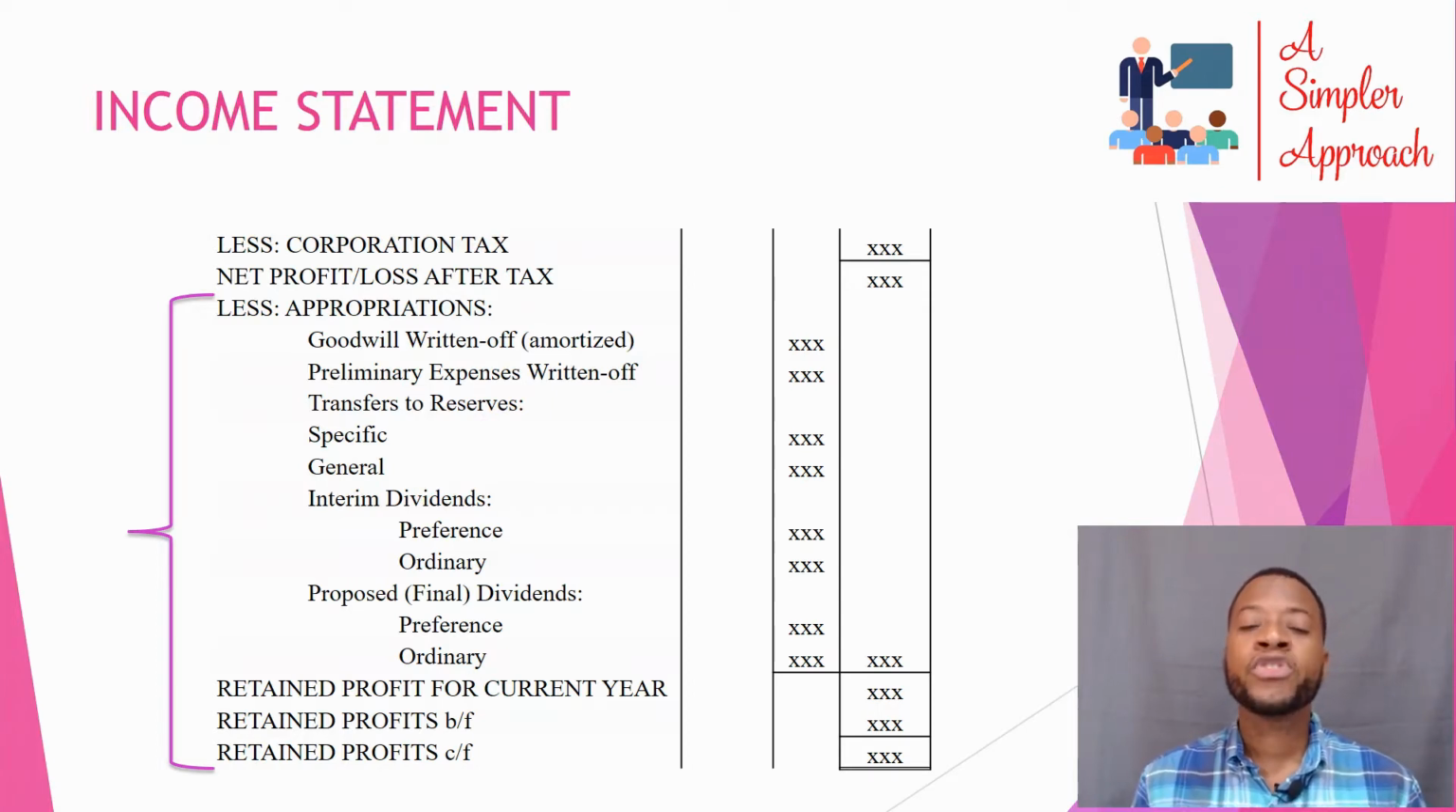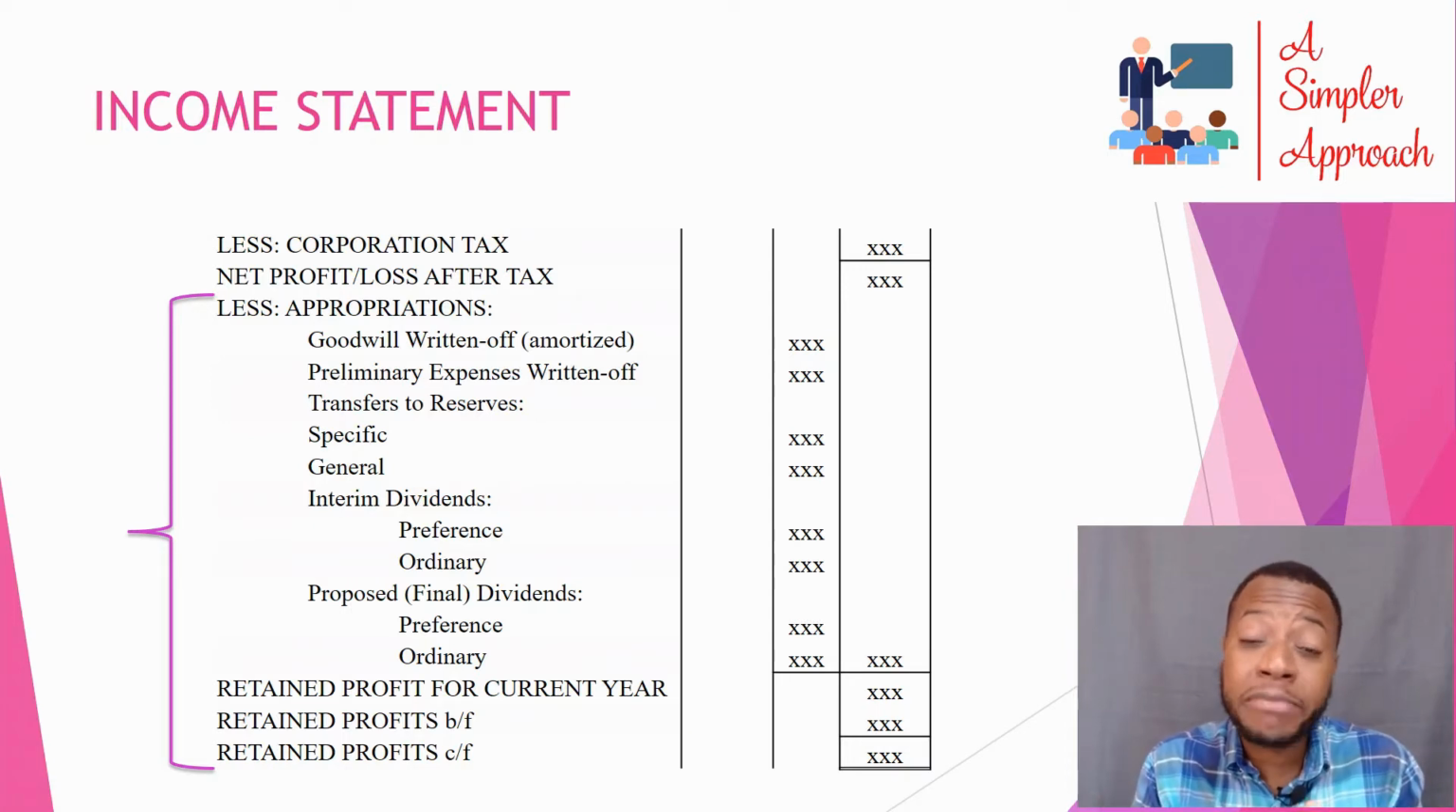Thing number 3, transfer to reserves. Now, at the end of a financial year, the directors of an entity reserve the right to put aside funds out of profits for various reasons. Now, that transfer that is put aside can be for general reasons or specific reasons. Specific reasons such as foreign exchange, capital replacement, asset replacement, whatever it is that they deem fit to set aside the reserve for, they can do so. Or it can be general, it doesn't matter.